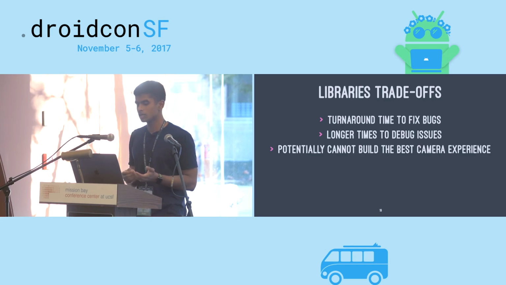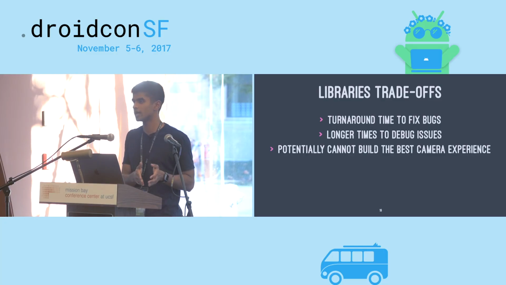And then potentially you can't build the best camera experience here because, say, the device manufacturer or the particular device doesn't expose certain features of the camera. The library can't do anything at that point. Compared to the intent, whenever you're using the intent, it usually resorts to the inbuilt native camera, which probably has a lot more features.